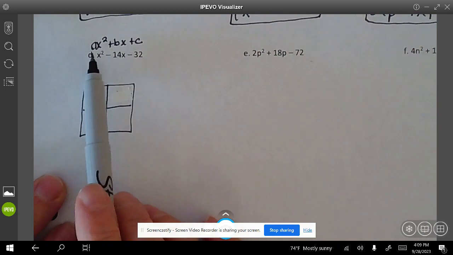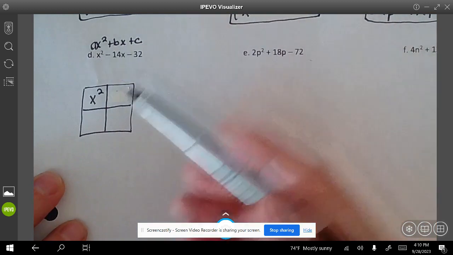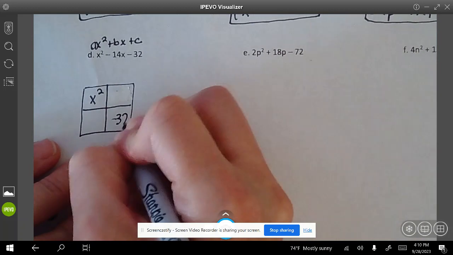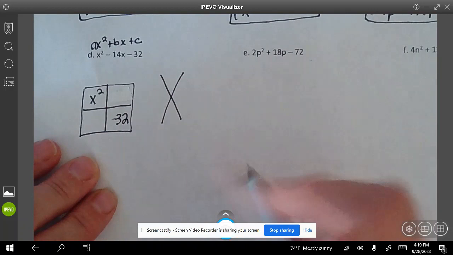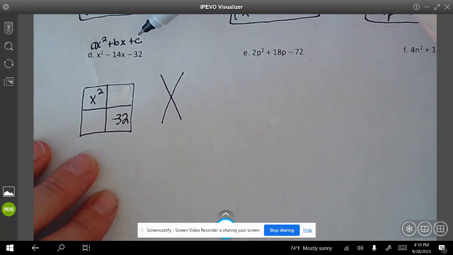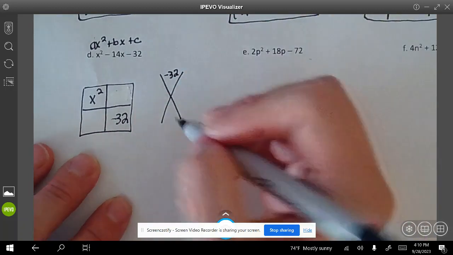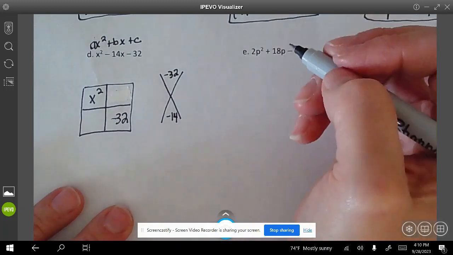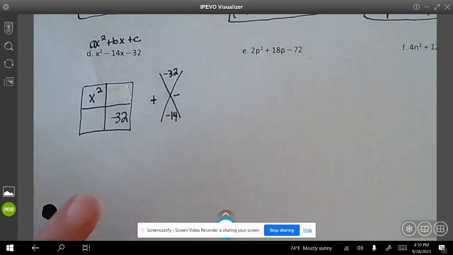So I've written here ax squared plus bx plus c. My a is 1. I put my bookend x squared, and I'm going to put my other bookend, negative 32. Okay? Now I draw my x. Remember, we're multiplying a times c, so that's 1 times negative 32, which is negative 32, and then we're adding to get negative 14. Okay, let's just start looking. This is a negative, which means one of these is positive and one's negative, because to multiply to get a negative, I have to have a positive and a negative.